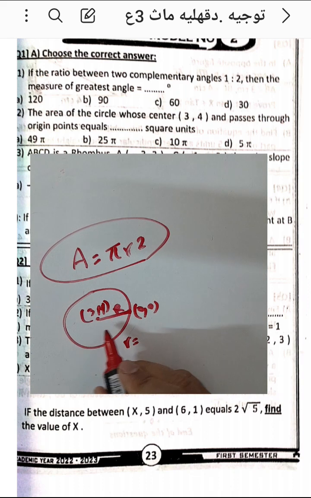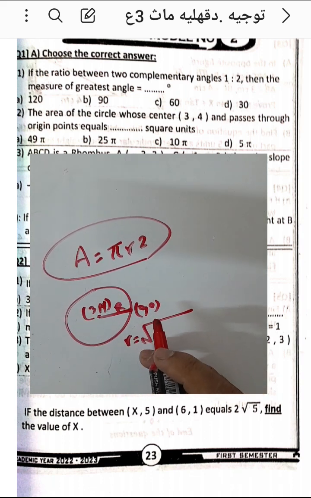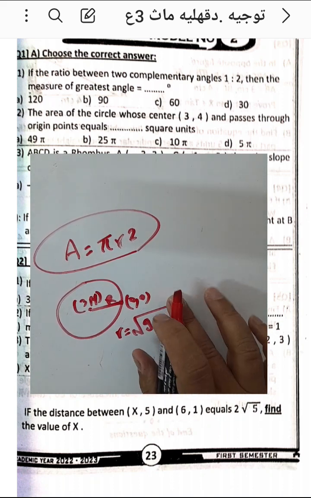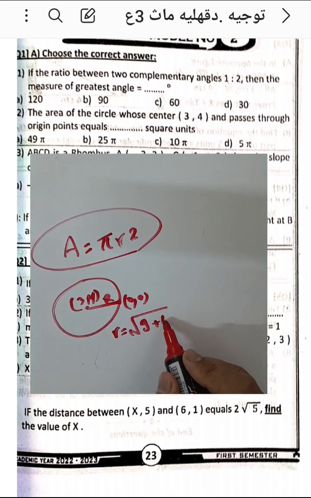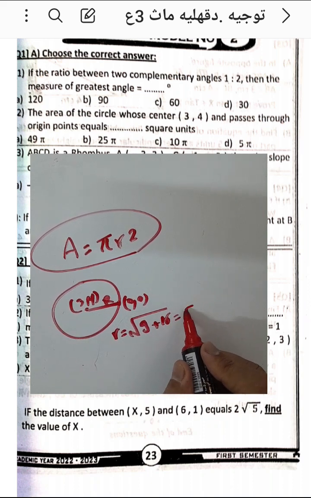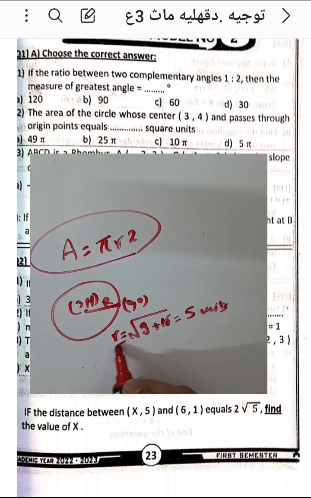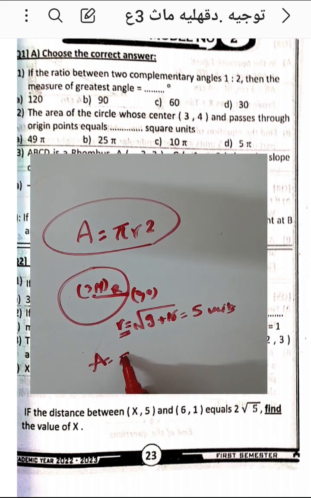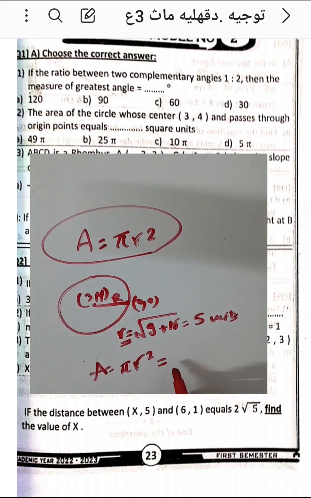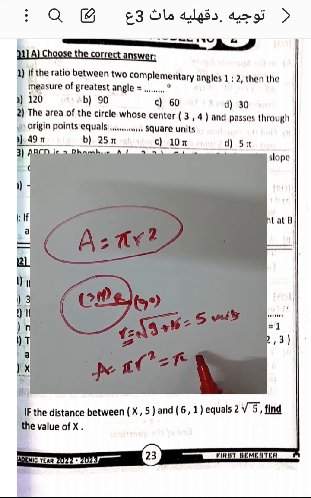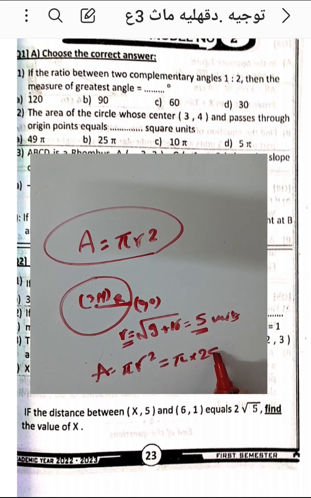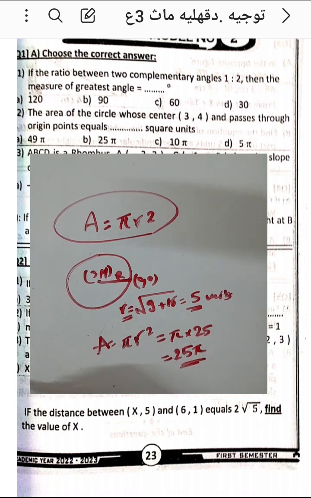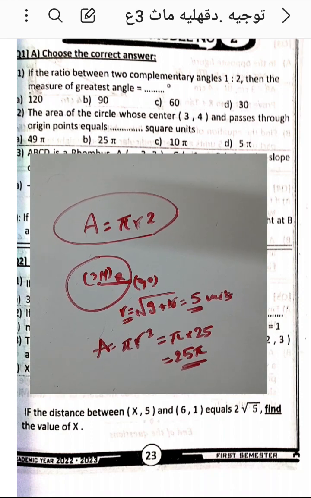The distance between two points is the square root of (x2 minus x1) squared plus (y2 minus y1) squared. 3 minus 0 is 3, squared is 9. And 4 minus 0 is 4, squared is 16. The square root of 25 is 5 units. The radius will be 5 units. Then we can find the area: area equals pi r squared, 5 squared is 25. The result would be 25 pi. It's the area of the circle. 25 pi, choose letter B.